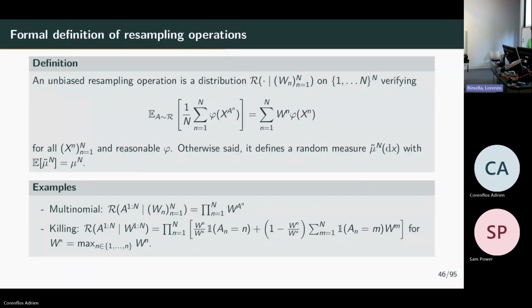You have other ones, stratified, systematic, but even though you can write down the actual density of the ancestor array, it's a bit painful. So I didn't do it, but it's implementable.